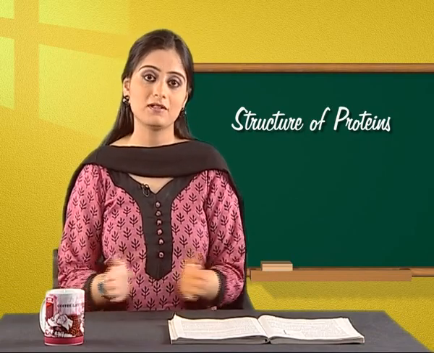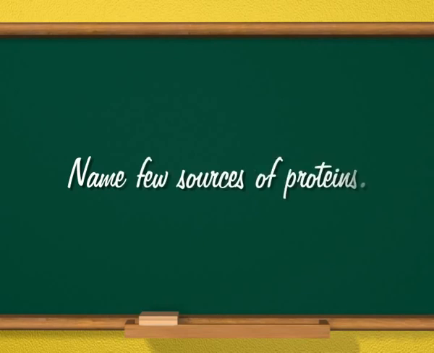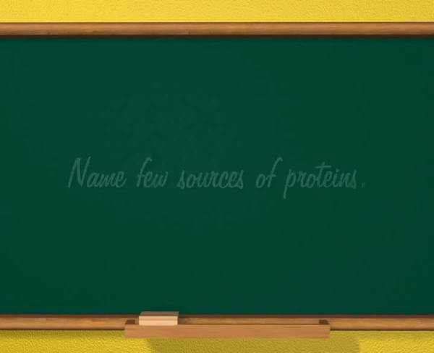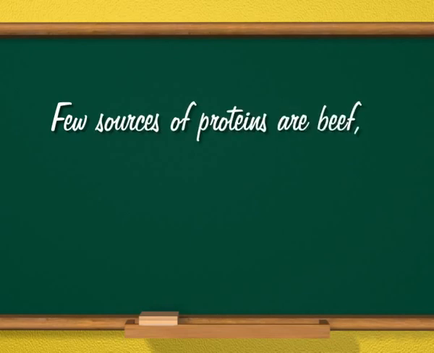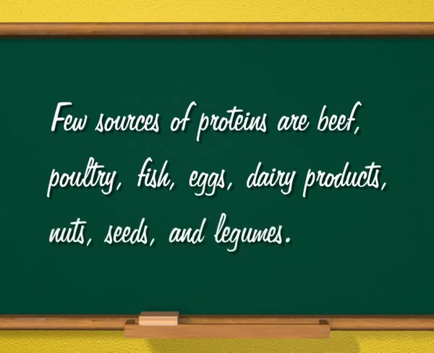Today, in this session, we have learned about primary, secondary, tertiary and quaternary structures of proteins. So, now we come to the end of today's topic. Here's a quick test for you to find out how much you have actually absorbed. First question I'm asking you, name few sources of proteins. Answer is, few sources of proteins are beef, poultry, fish, eggs, dairy products, nuts, seeds and legumes.